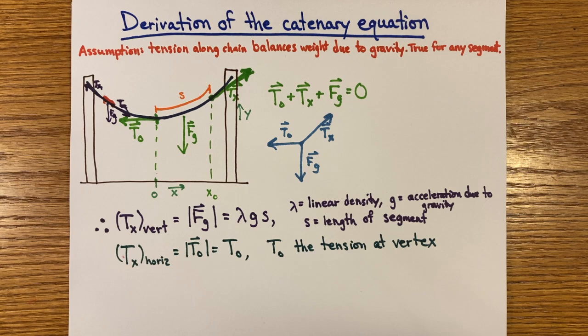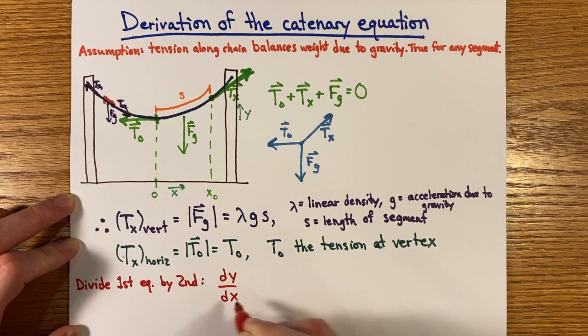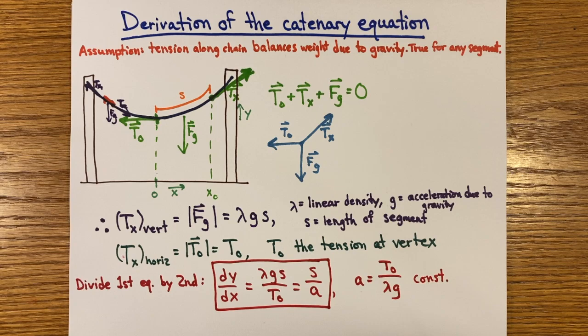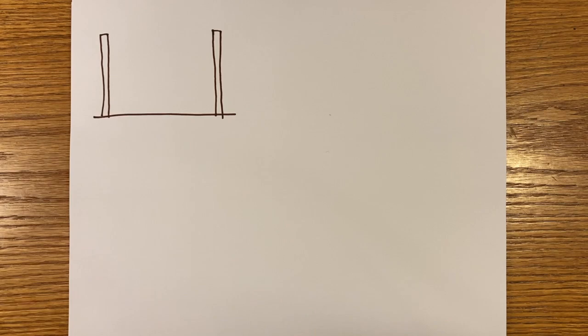We can divide the vertical component equation by the horizontal and get that dy/dx, or the slope, is equal to the weight of the chain divided by the horizontal tension at the lowest point. Usually, T naught over lambda g is abbreviated as a constant a. So you get the equation dy/dx equals s over a. In other words, the catenary is a curve that rises from its lowest point in such a way that its derivative is everywhere proportional to the arc length along itself back to the lowest point.